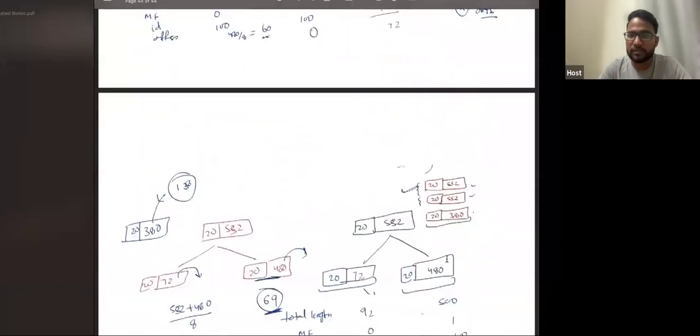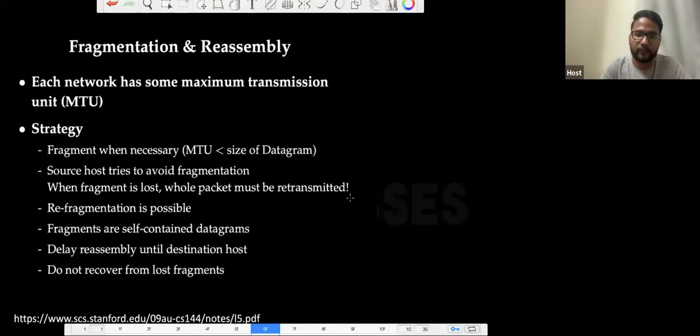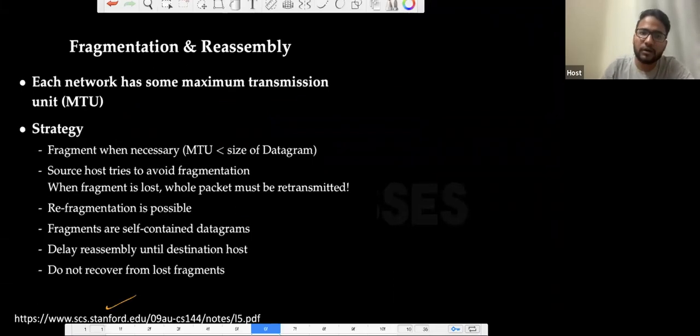So these are the fields. Now let's solve some questions that I have. See here, I've taken this slide from a Stanford course. I think they're saying almost the same thing. Fragmentation is done when necessary: if the MTU is lesser, then you need to fragment. I'm audible, right? And the source host tries to avoid fragmentation.